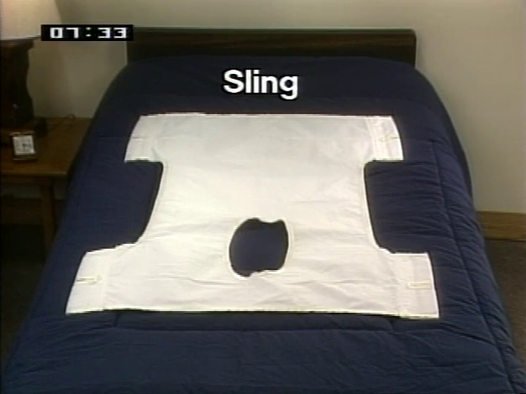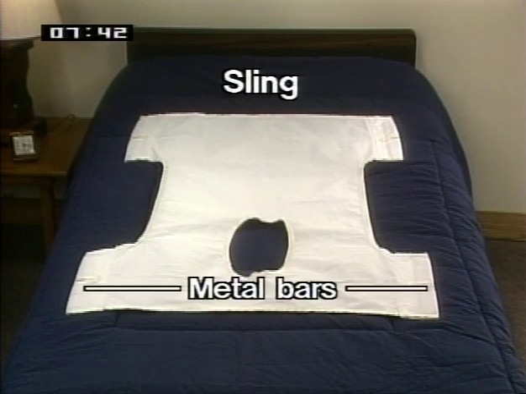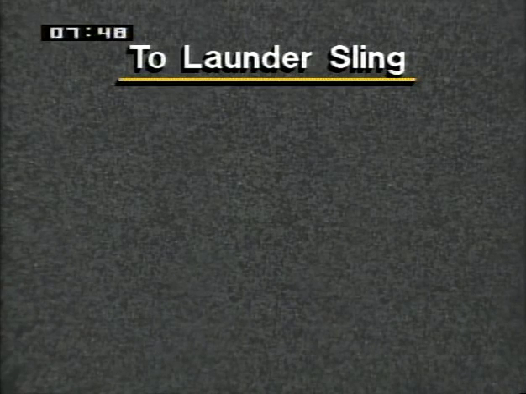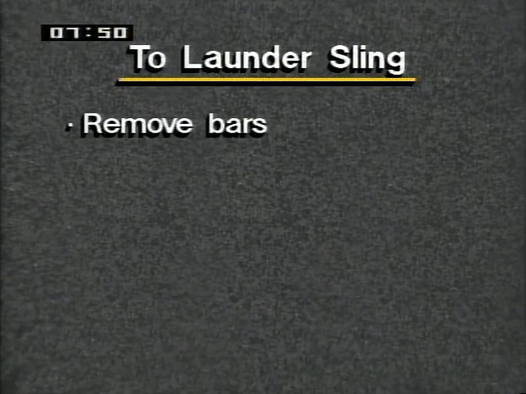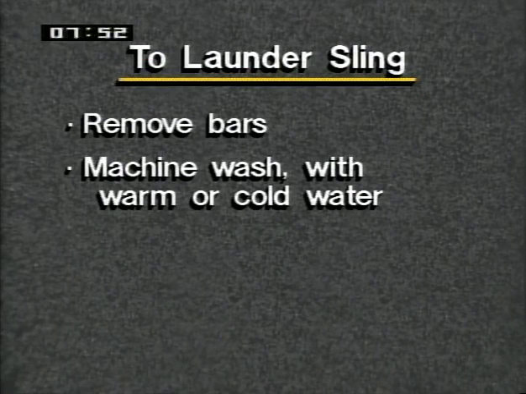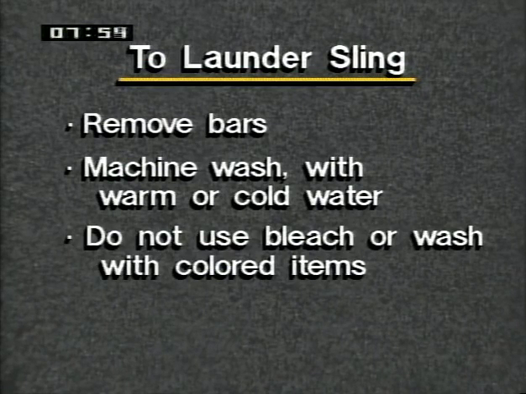There are many designs for slings to meet the needs of different patients. Some have openings which facilitate toileting. The sling has 2 metal bars in each side to maintain stability of the sling during the transfer. You can launder the sling after removing the metal bars in warm or cold water in the washing machine. Don't use bleach or wash the sling with colored items.